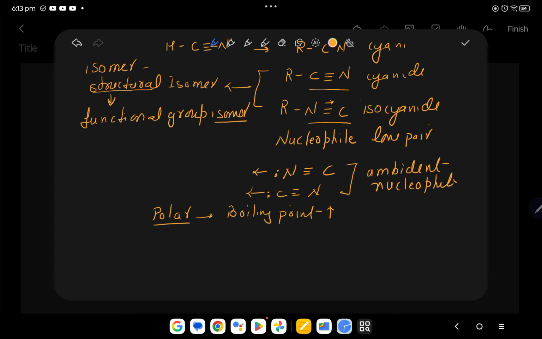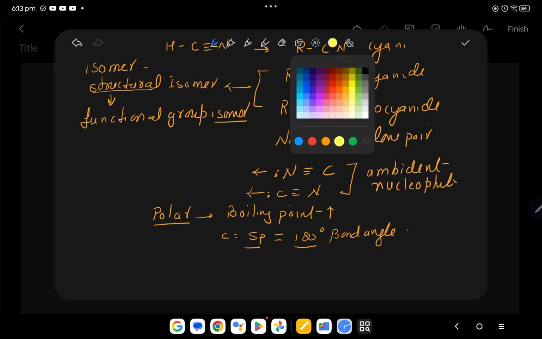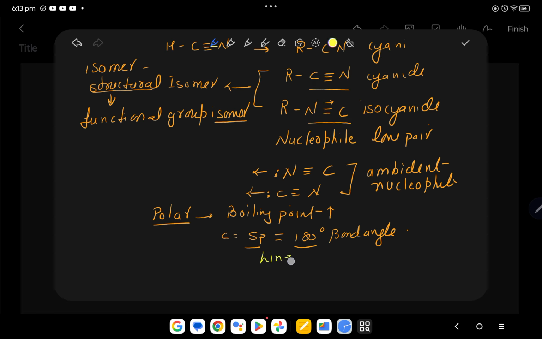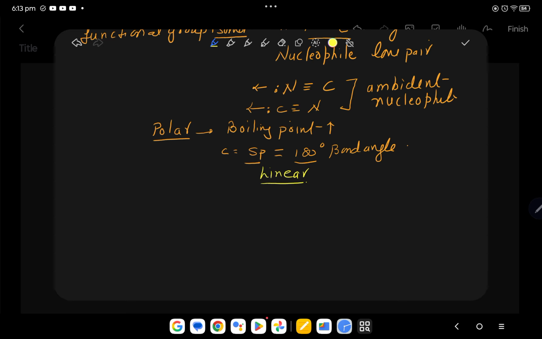And if we observe their structure, carbon is sp hybridized. And sp hybridized means they have a 180-degree bond angle. As the bond angle is 180 degrees, we can say that they are linear in structure. So we have talked about their polarity, their boiling points, and then their linear structure. Yes, they are linear in nature.